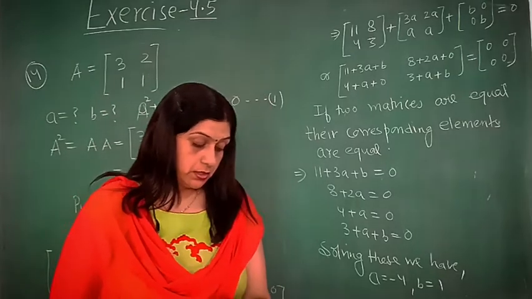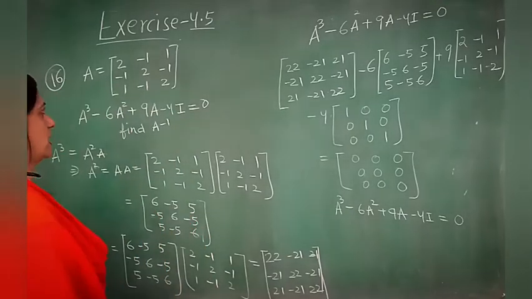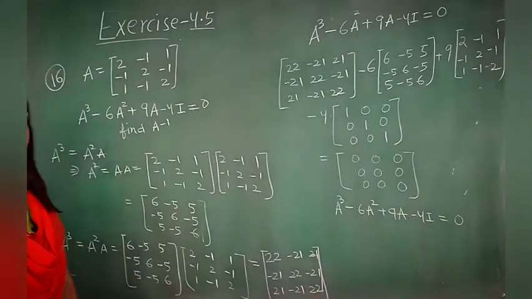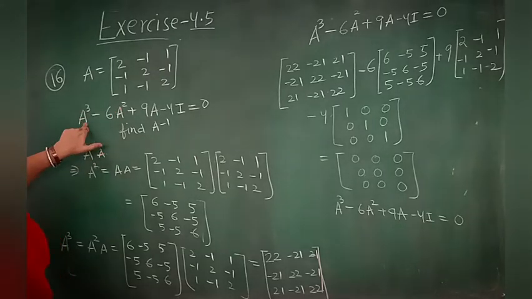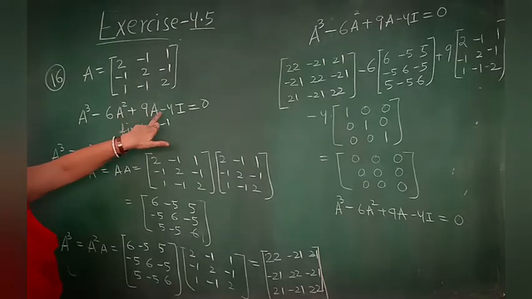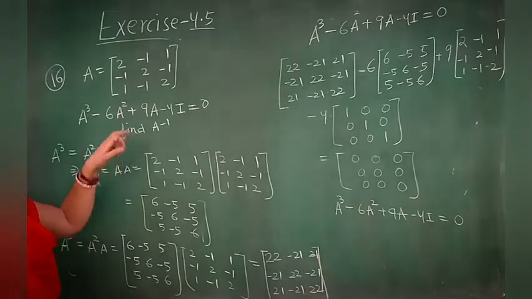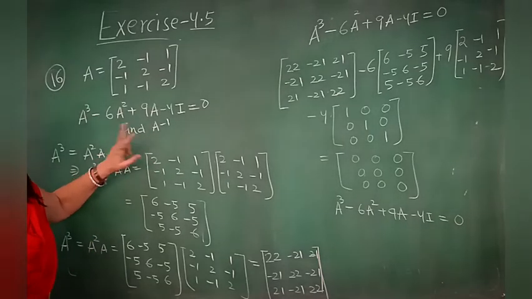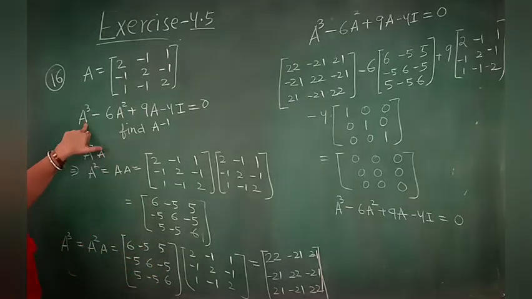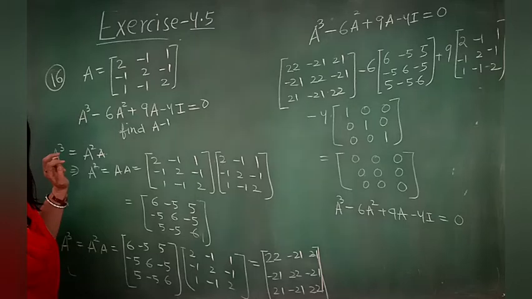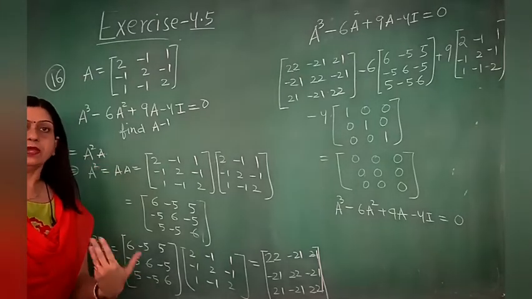Now comes question number 15 and 16. Yes, now let us come to the last question, that is question number 16. So you are given a matrix A and you have to show that A cube minus 6A square plus 9A minus 4I is equal to 0. And using this equation only you have to find the value of A inverse, as we have already done in question number 13. So for A cube you have to find first A square, isn't it? So first find A square, then A square into A will be A cube.